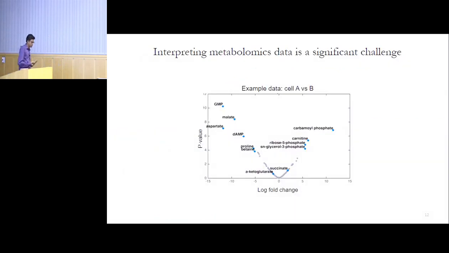Anyone who's worked on metabolomics data knows that interpreting this data is extremely challenging. This is a typical example of a metabolomics data set where you're comparing two different conditions or two different cell types. You can see there are a lot of metabolites that are changing. Some metabolites in the TCA cycle are going up, some are going down, some nucleotides are increasing, some nucleotides are decreasing. Just by looking at this data, it is very hard to say what pathways are more active or what is the causal change that's driving these metabolic changes.